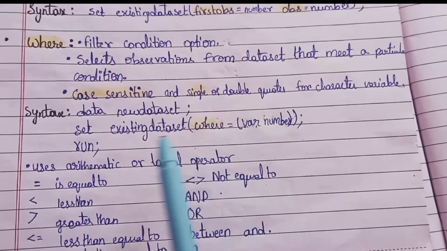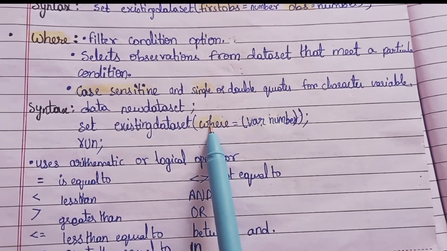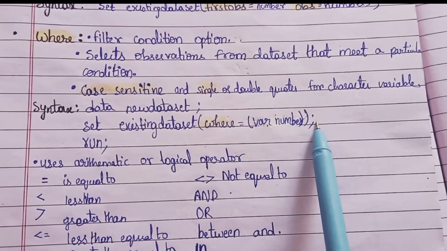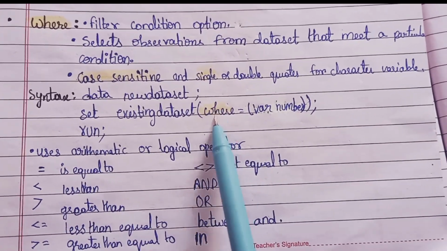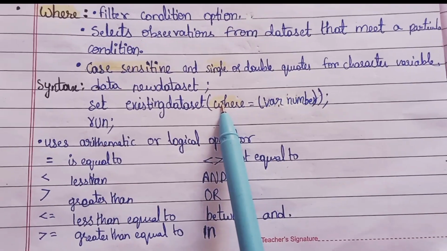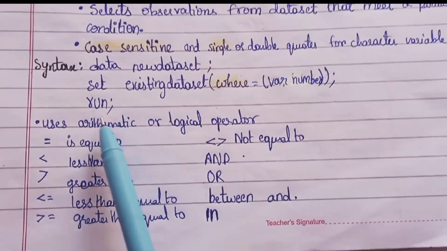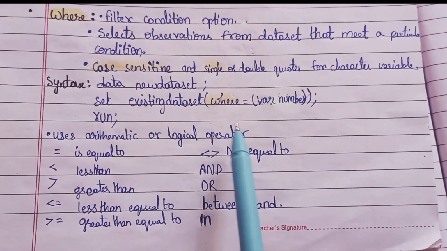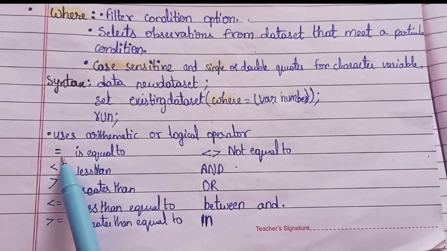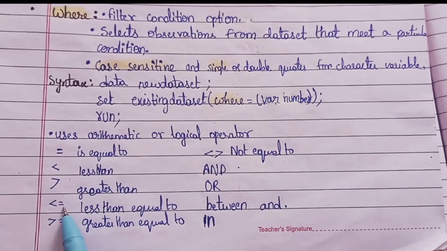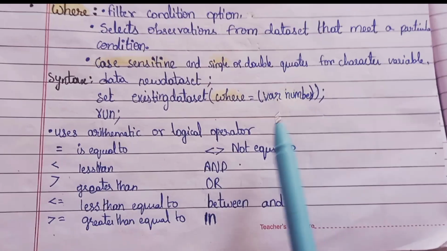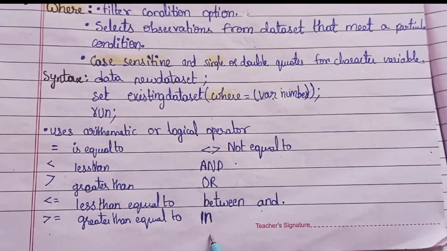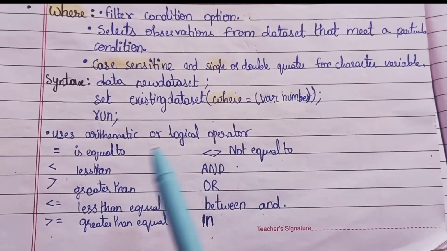The syntax is the set statement, the existing data set name, and where equals the condition on the variable. Like rename, we use two parentheses here for where also. The where option uses arithmetic or logical operators like equal to, less than, greater than, less than or equal to, greater than or equal to, not equal to, and, or, between and, and in operator. I'll explain these in detail later.